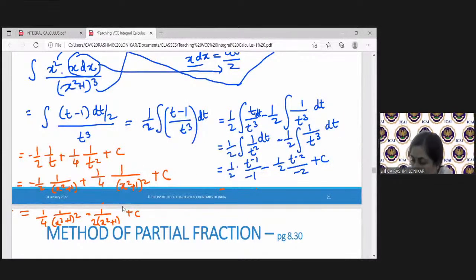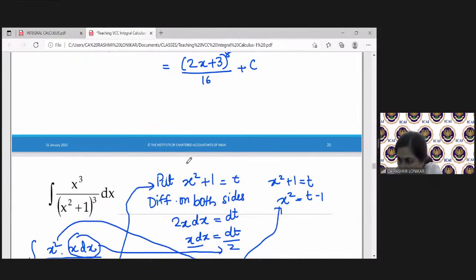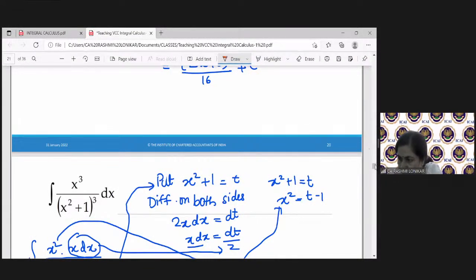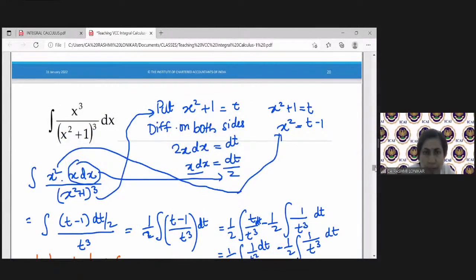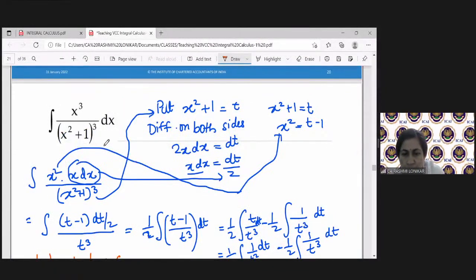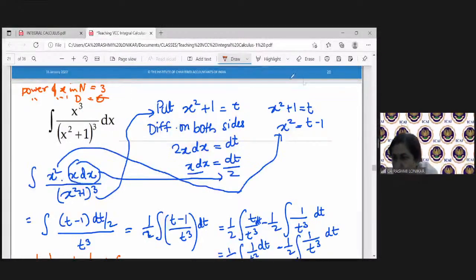Just see what happens in this sum, I'll show it to you here. See, here what is happening? What is the power in the numerator? Power of x in the numerator is how much? 3, right? x cube. What is the power of x in the denominator? See, this is x square and the whole thing cube. So you will have 6.